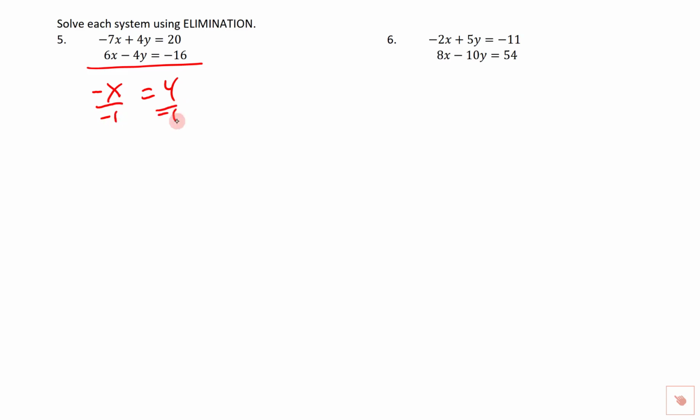So technically we're going to divide both sides by negative 1. We end up with x equals negative 4. So the cool part about elimination is many times it's quicker. A lot of people like it better.